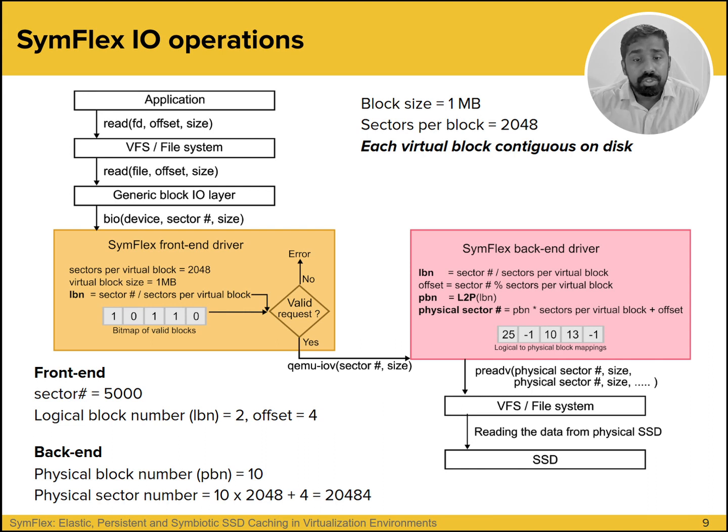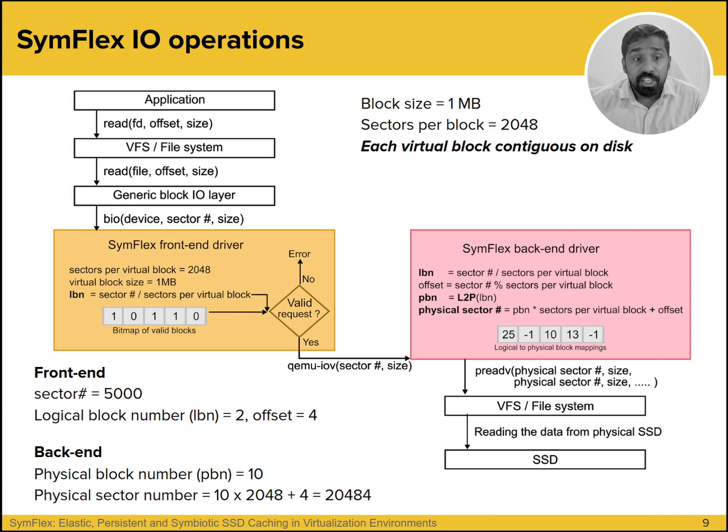Consider an application that issues a read request with a file descriptor, the offset, and the size to be read. The request passes through different intermediate layers and the front-end driver receives the corresponding BIO request. The BIO request specifies the VSSD device, the sector number, and the size. A read request can span multiple logical blocks. If a physical block is not allocated for any one of the logical blocks, the request is considered an invalid request. For a valid request, the front-end driver forwards the request to the back-end driver.